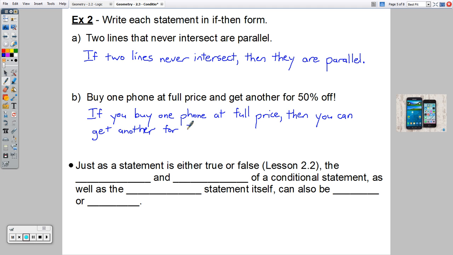Oh, okay, calm down there, Mr. Wagner. For 50% off. But it's got an exclamation point, so there's that.